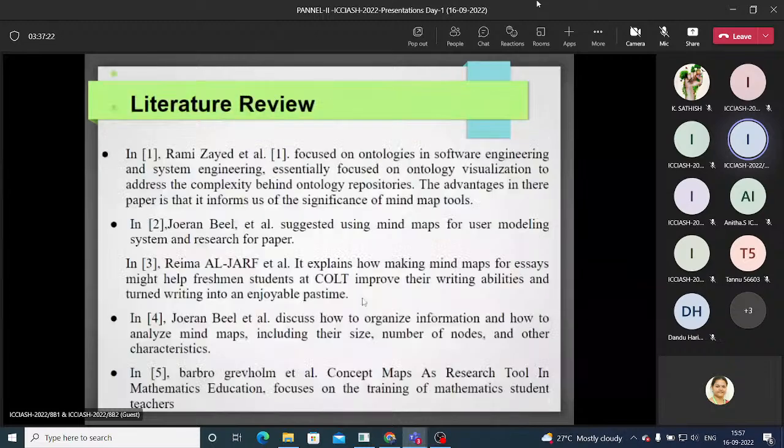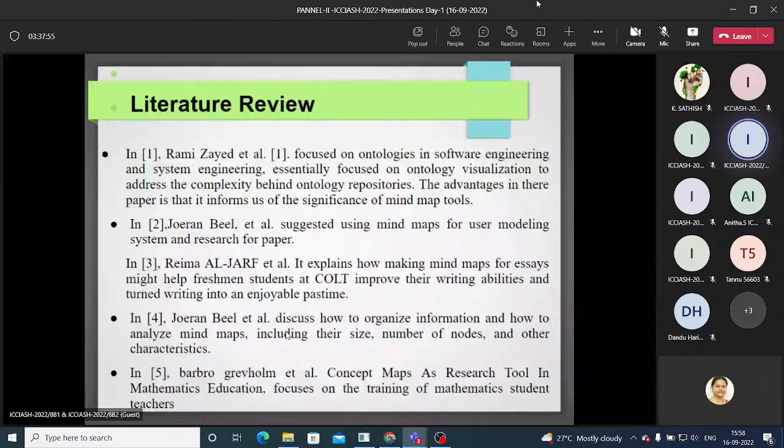So here, in the literature review, some of the authors have done beautiful studies using this mind map in different fields. For example, Ramiz Haid used this in the software engineering field. Zoran Bill used it for modeling and research for the paper. Then Rema used it for essays for freshman students to improve their writing abilities.